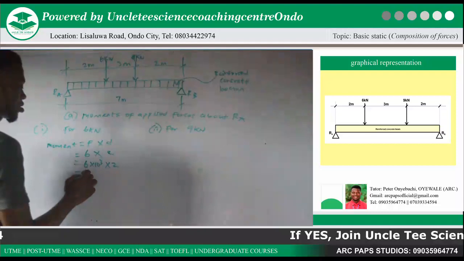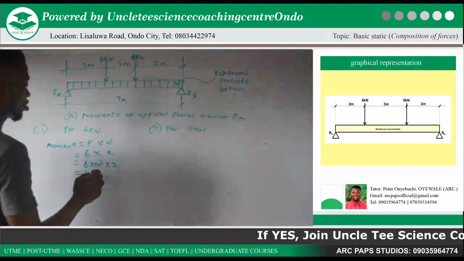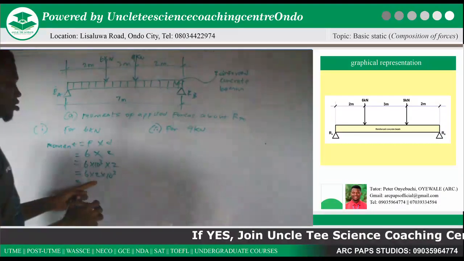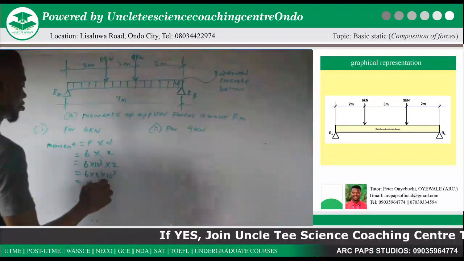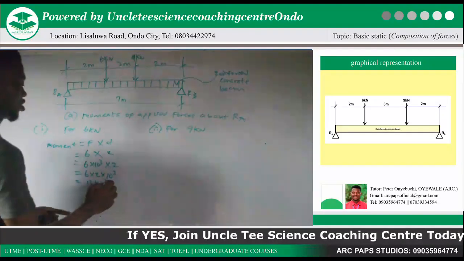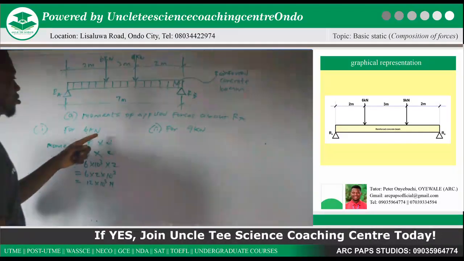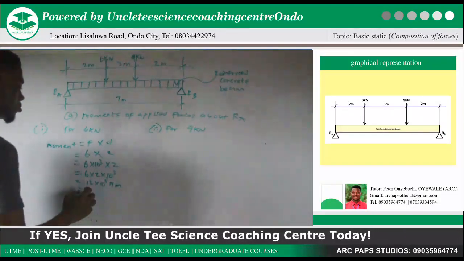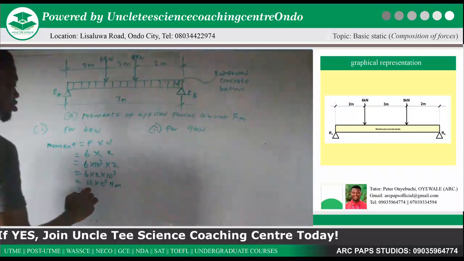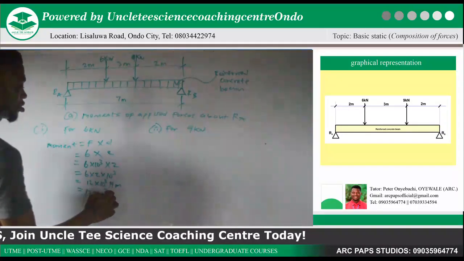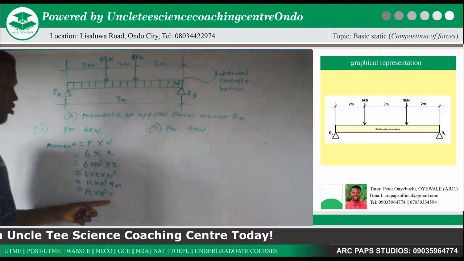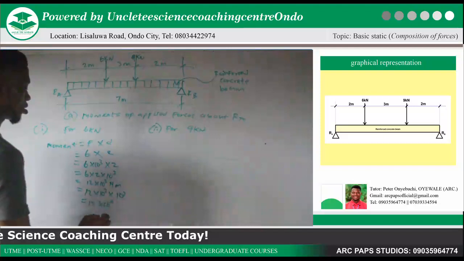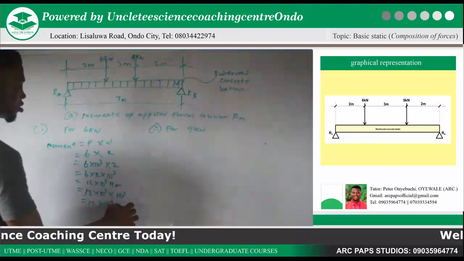Now this is 6 × 2 × 10³. 6 × 2 is 12, so 12 × 10³ Newton meter. But if you want to change it to Newton millimeter, this will be 12 × 10³ times 1000, since 1 meter makes 1000 millimeters, so this will be times 10³, which will give you 12 × 10⁶ Newton millimeter.